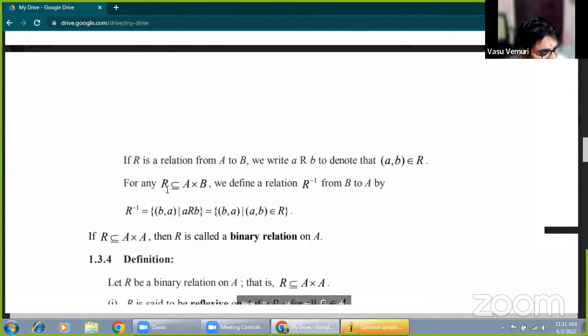What is R inverse? The inverse of the relation is denoted by B cross A, that is, B to A. Okay. R inverse means, because R is the relation contained in or equal to A cross B, where the ordered pair element is (a,b).